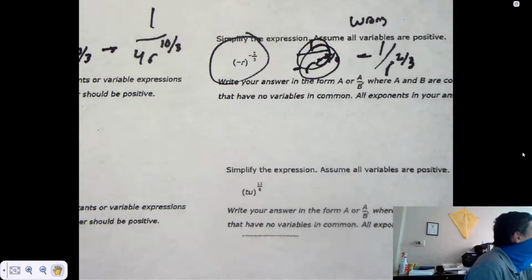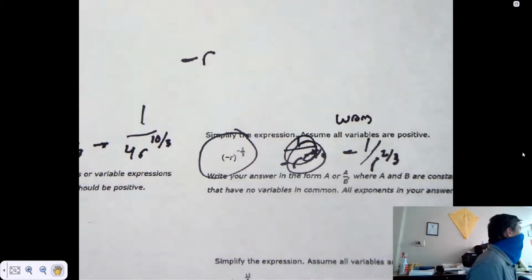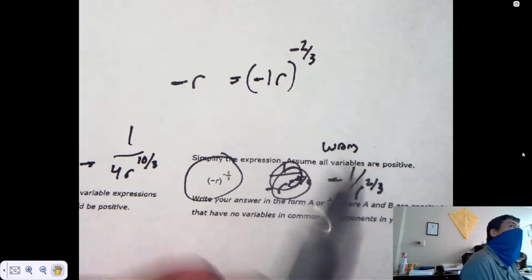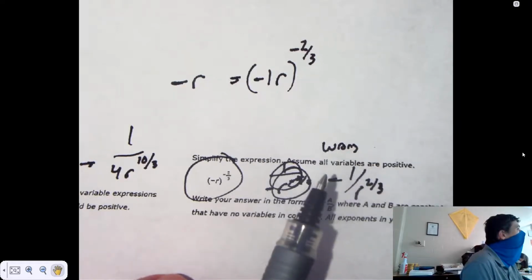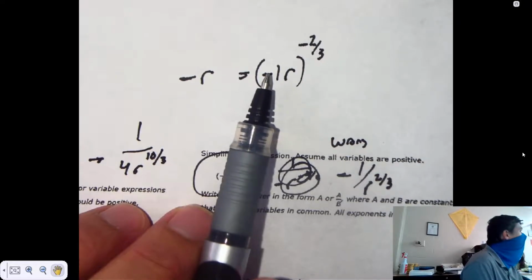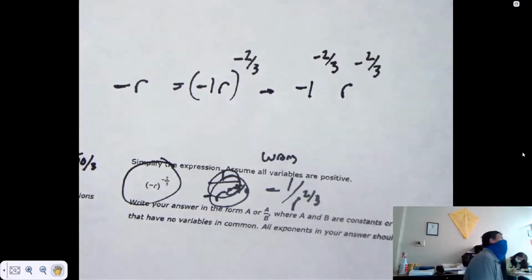Why is that wrong? What is another way of rewriting negative r? What is it really? What is it implied to be? Negative 1 times r. Negative r is a negative 1 times r. So this is what we really had. If you just glanced at it and wrote that wrong answer, it's wrong for a reason. Why is it wrong? Did you give the negative symbol the exponent? Did they give the negative 1 the exponent? So this is negative 1 to the negative 2/3 power, r to the negative 2/3 power. We even have to distribute the exponents to your negativity symbols because they actually represent a negative 1. You need to understand that. It's easy to make the mistake.